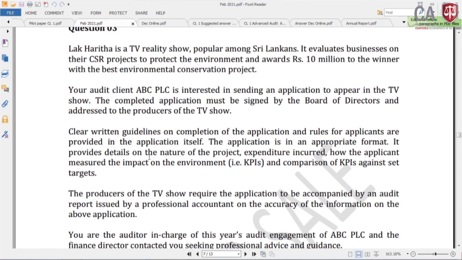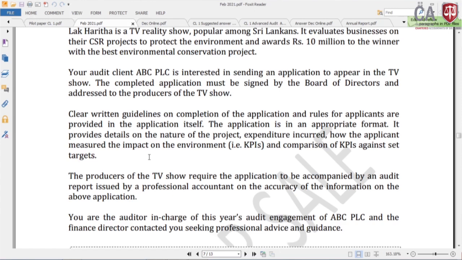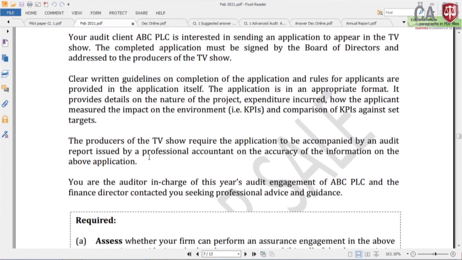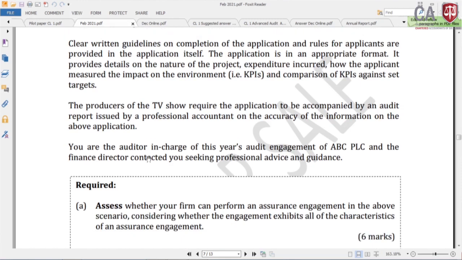The application is in an appropriate format. It provides details on the nature of the project, expenditure incurred, how the applicant measured the impact on the environment, KPIs, and comparison of the KPIs against set targets. The producers of the TV show request the application to be accompanied by an audit report issued by a professional accountant on the accuracy of the information in the above application. You are the auditor in charge of this year's audit engagement of ABC PLC, and the finance director contacted you seeking professional advice and guidance.